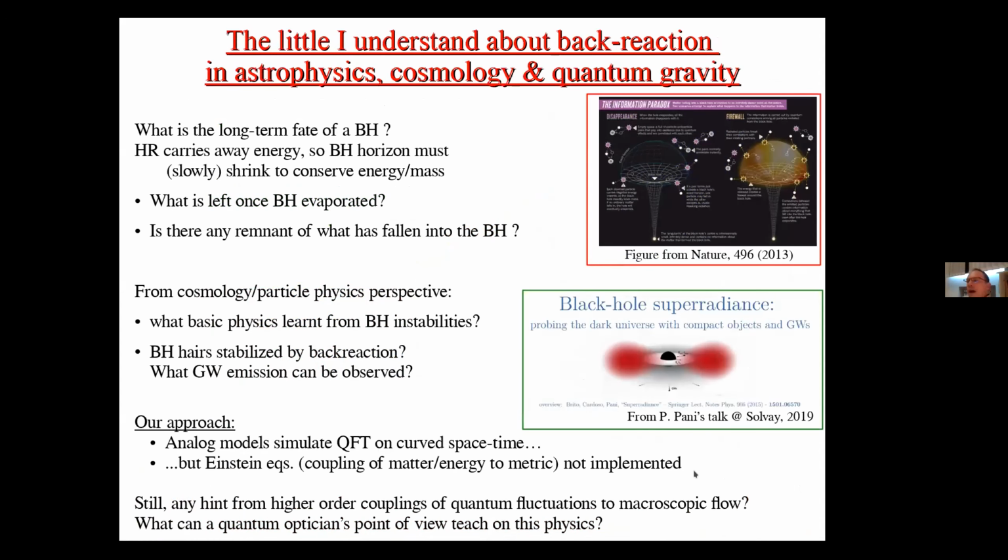So one very widespread concept in these quantum field theories on curved space-time is the so-called backreaction. The backreaction is the coupling of the quantum field which lives on top of a space-time with the underlying space-time. Let me make the simplest example.